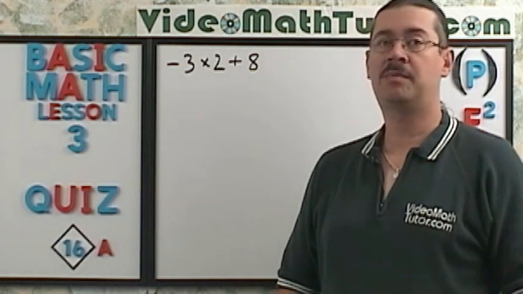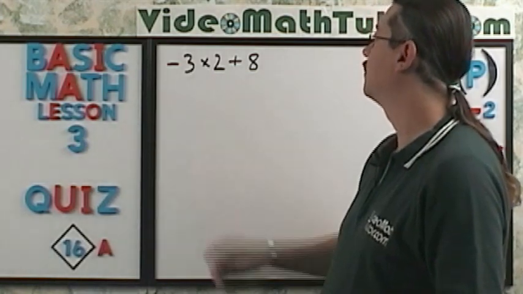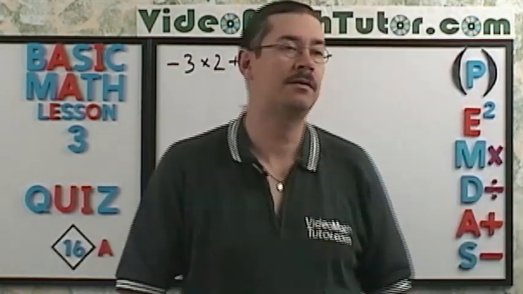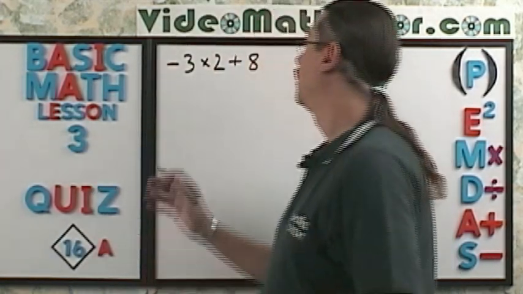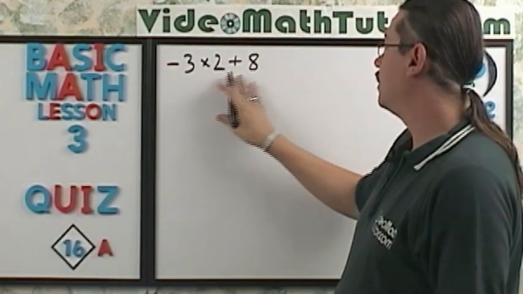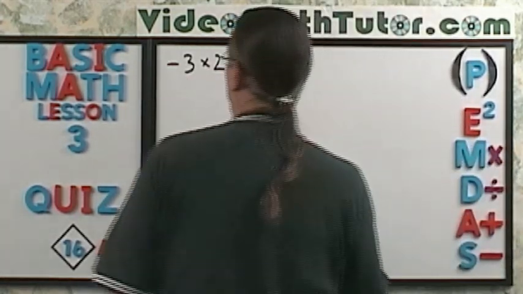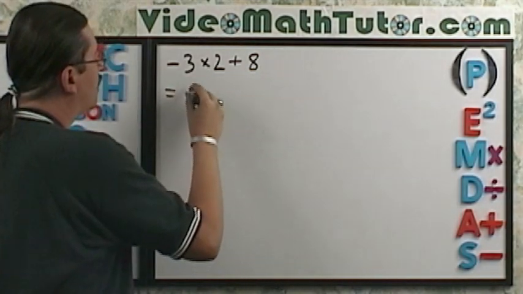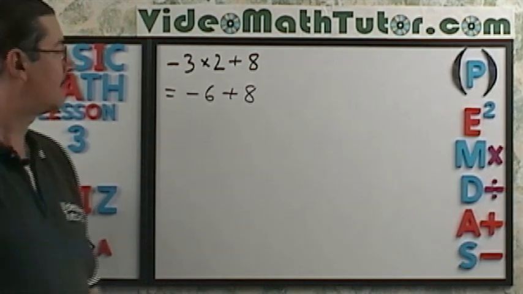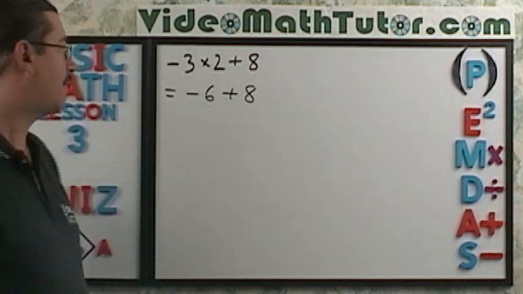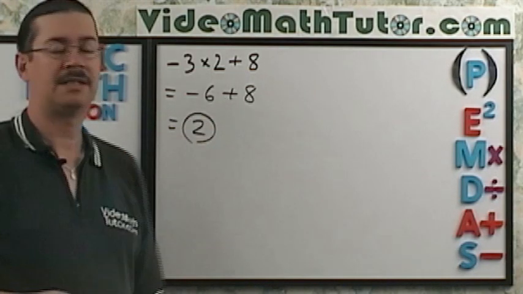Question 16 is to simplify a series of mathematical expressions. Part A is this. Let's follow our order of operations to answer this. -3 times 2 plus 8. Order of precedence: multiplication comes before addition. So this is equal to -6 plus 8. Then what? Now we only have an addition right here. -6 plus 8 is 2.